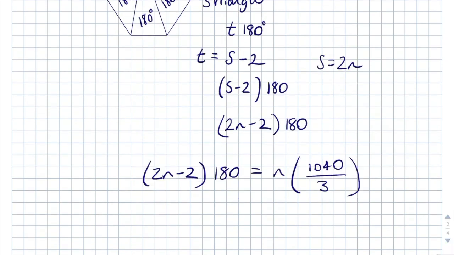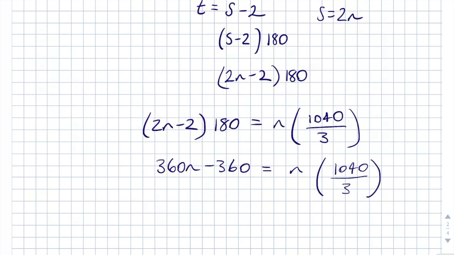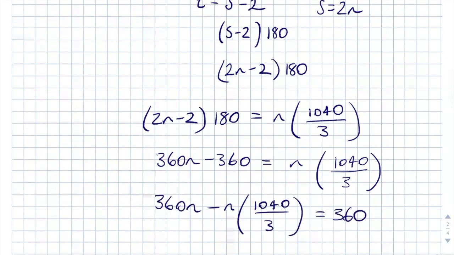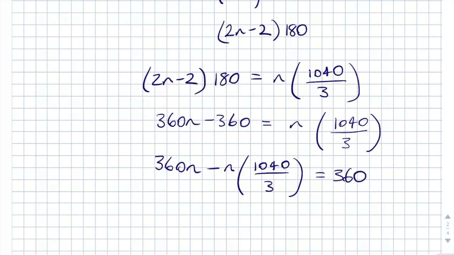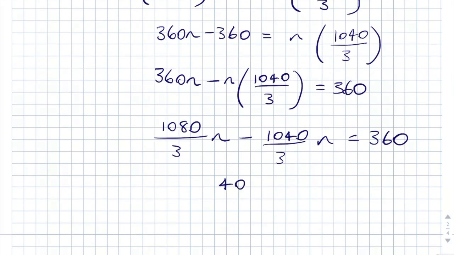Now what I'm going to do is expand the brackets for the left hand side. So we get 360n minus 360 equals n all multiplied by 1040 over 3. And rearrange this so I get the n's on one side, and we get 360n minus n all multiplied by 1040 over 3 equals 360. And again, we've got a common denominator of 3, so if we multiply 360 by 3, we get 1080n over 3 minus 1040 over 3 n equals 360. That is going to simplify to 40n over 3, which is equal to 360.